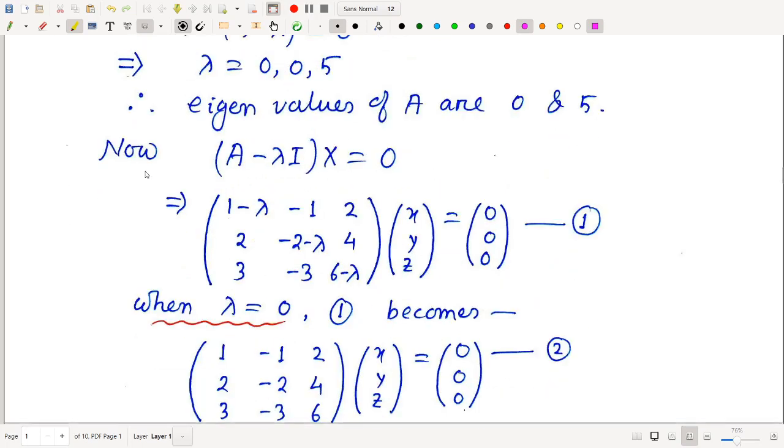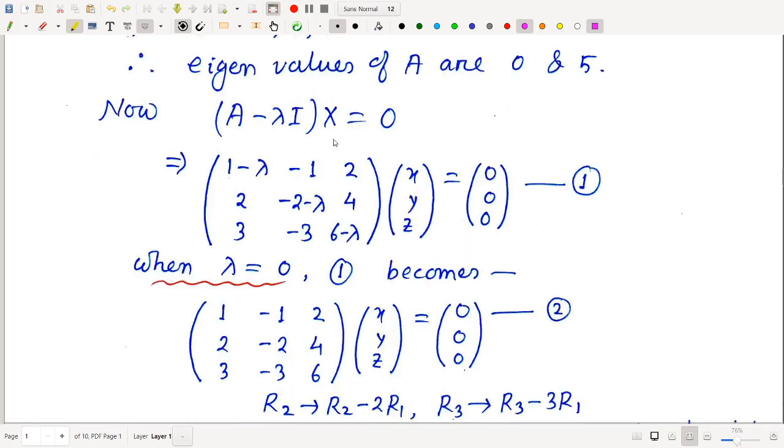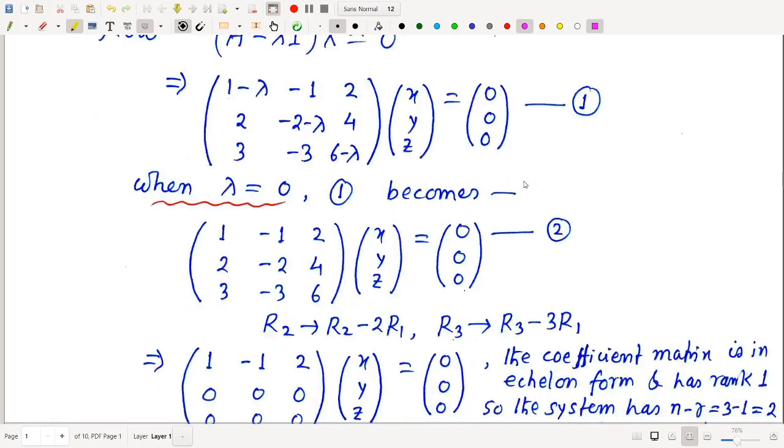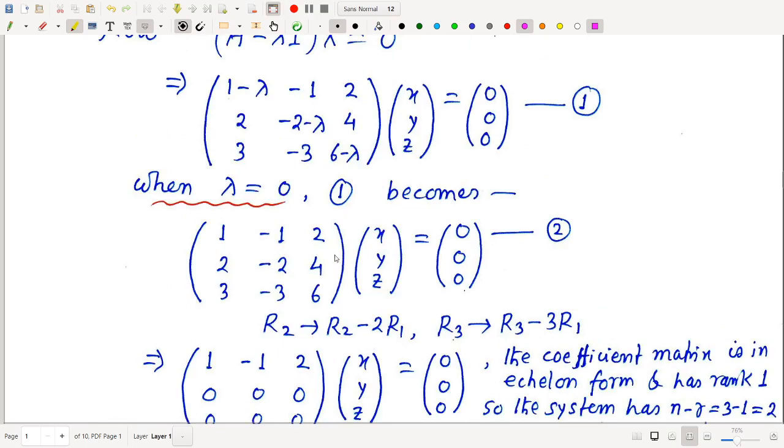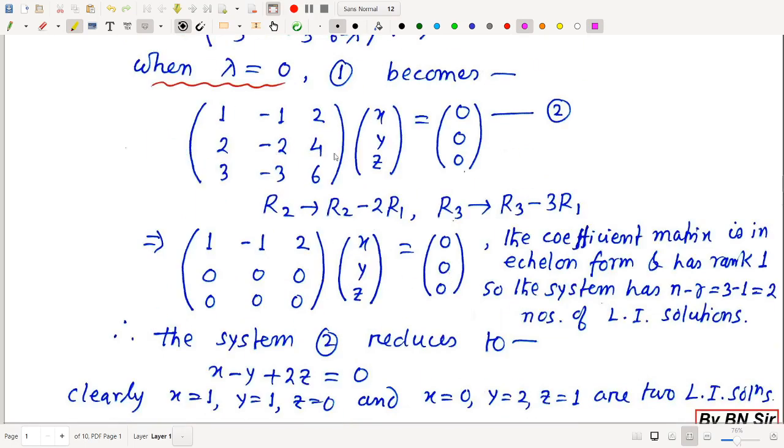Now, to find eigenvectors, we consider this system (A minus lambda I) X equal to O. So A minus lambda I is already there, and capital X, which is x, y, z, we have written, three variables. O means this zero vector. Now, when lambda equals 0, if we put 0 here, this system 1 becomes A as it is. And now we shall convert this coefficient matrix to echelon form.